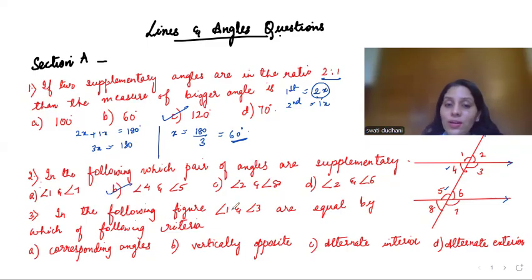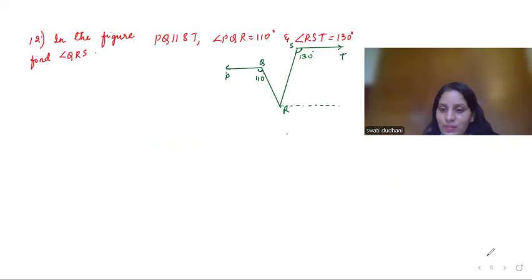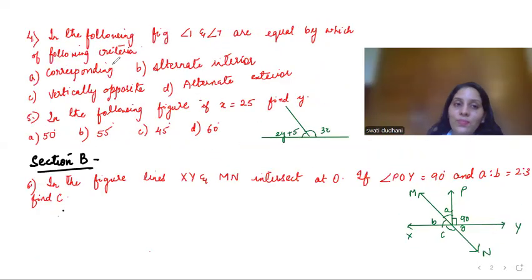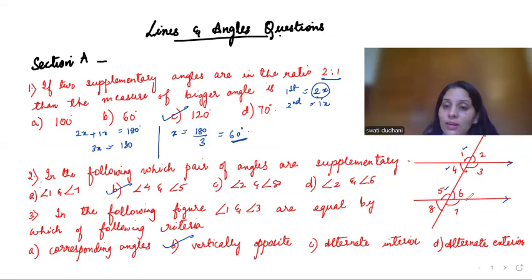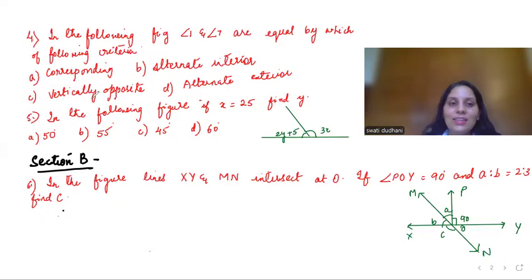In the following figure, angle 1 and 3 are equal by which of the following criteria? So here 1 and 3 are clearly vertically opposite angles. Option B. Now next one is fourth. In the following figure, angle 1 and 7 are equal by which of the following criteria? Now see, this is angle 1 and this is angle 7. They are alternate exterior angles. Alternate angles means one angle is on one side of the transversal and the other is on the other side. So they are alternate exterior angles.